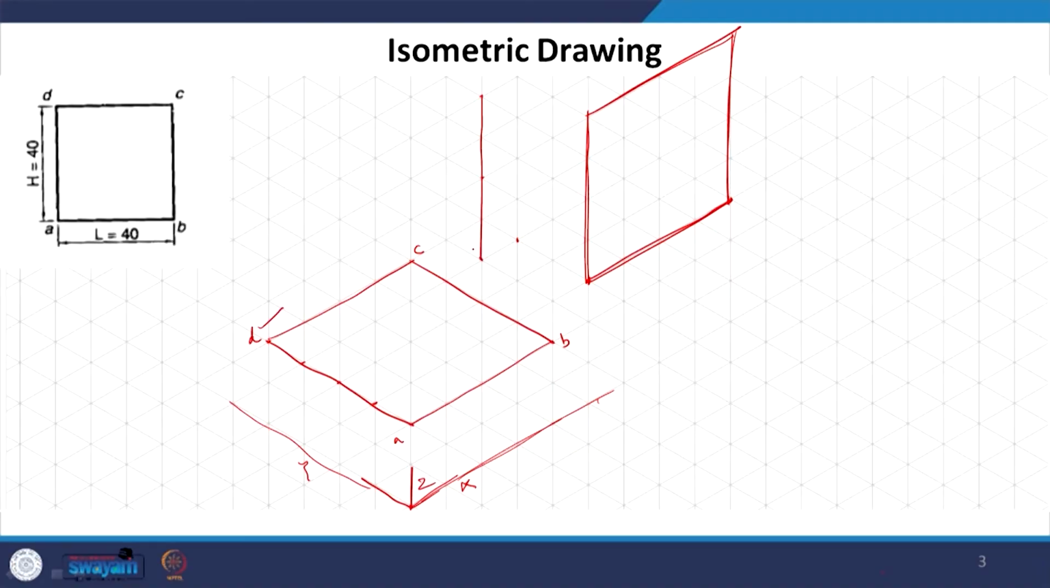There could be another condition where this plane is perpendicular to xy, but it is parallel to yz. Okay. So, what we have is z and this is y here.